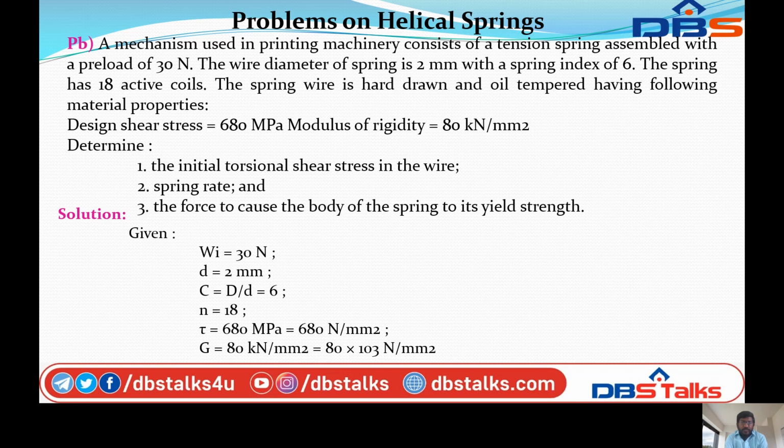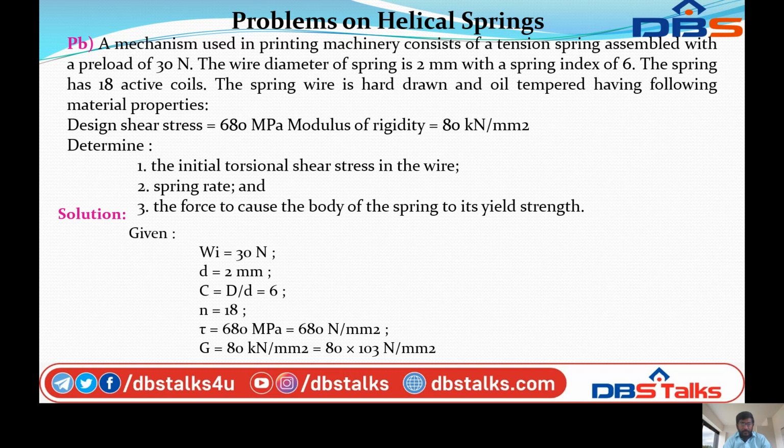A mechanism used in printing machinery consists of a tension spring assumed with a proof load of 30 Newton. The wire diameter of the spring is 2 mm with a spring index of 6. The spring has 18 active coils. The spring wire is hard drawn and oil tempered, having the following material properties. Design stress is equal to 60 megapascals. Modulus of rigidity is equal to 80 kN per mm square.